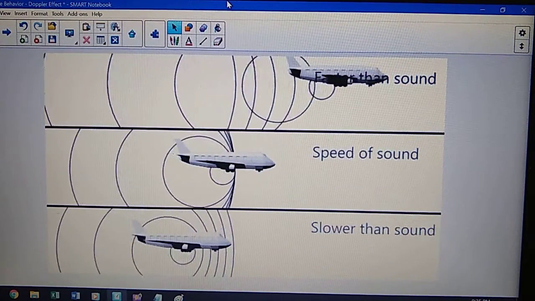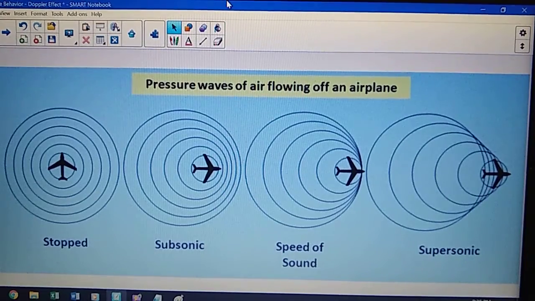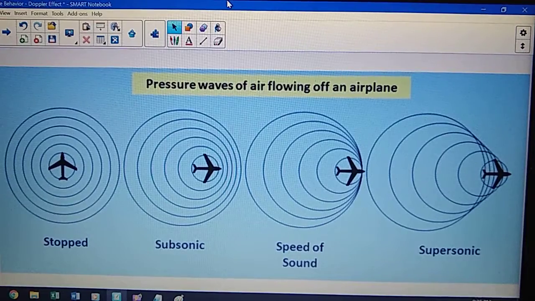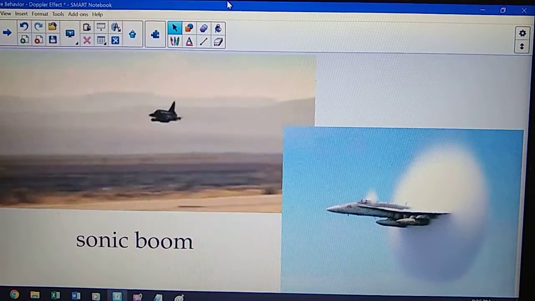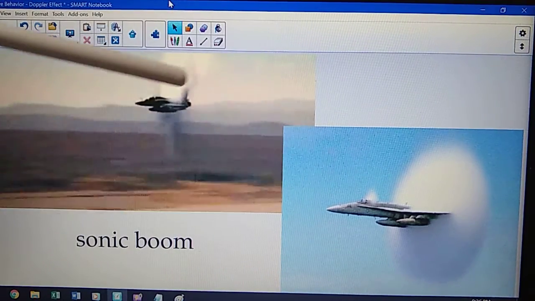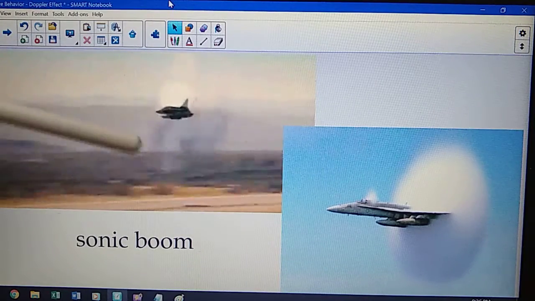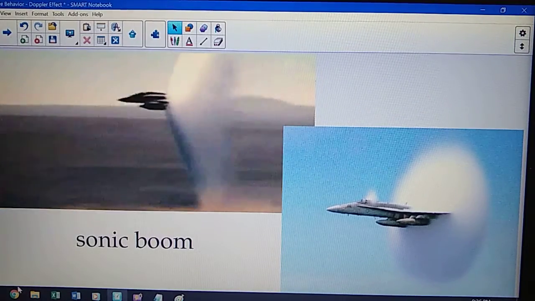So let's say we're talking about a plane flying. If you've ever experienced a sonic boom, you might see the plane before you hear it because the plane might be traveling faster than the speed of sound. It's traveling before the wave itself. So if you were to look at a plane flying past, you might see that it's producing a pressure wave behind it, basically a wave of air. That would be a sonic boom.